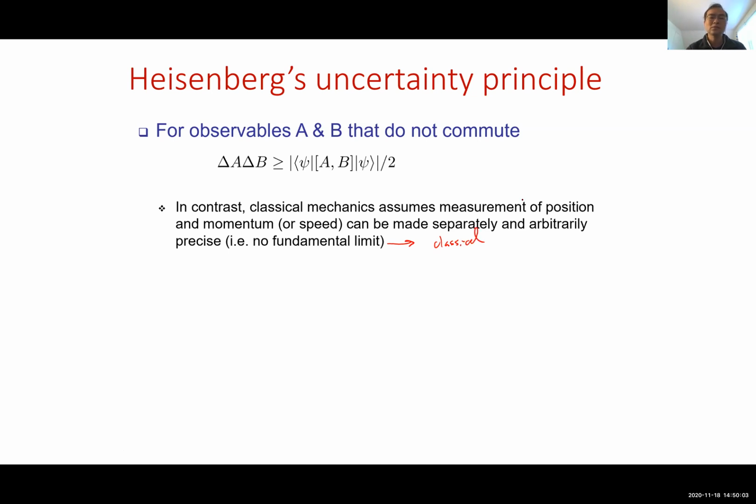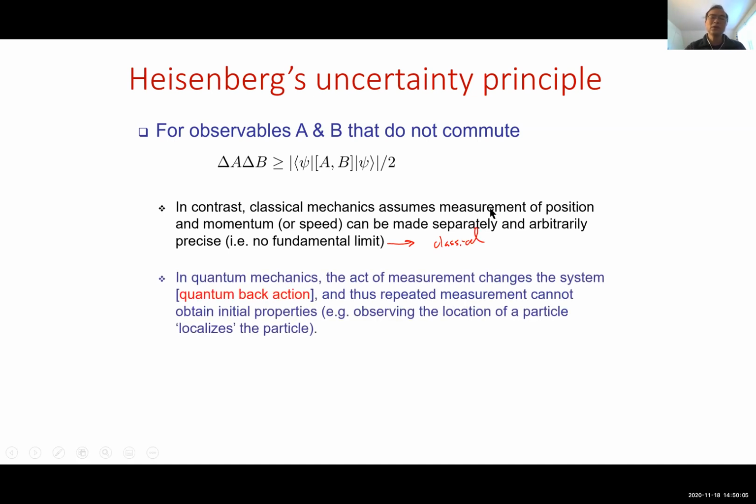Okay, this is classical. In quantum mechanics, when you perform a measurement, you change the system, so you have some quantum back action. That's the interpretation and also the intuition of Heisenberg. If you repeat measuring the same system, you cannot obtain the original property because it has been changed. So although Heisenberg's uncertainty is in a sense a correct mathematical statement, the interpretation has to be careful.